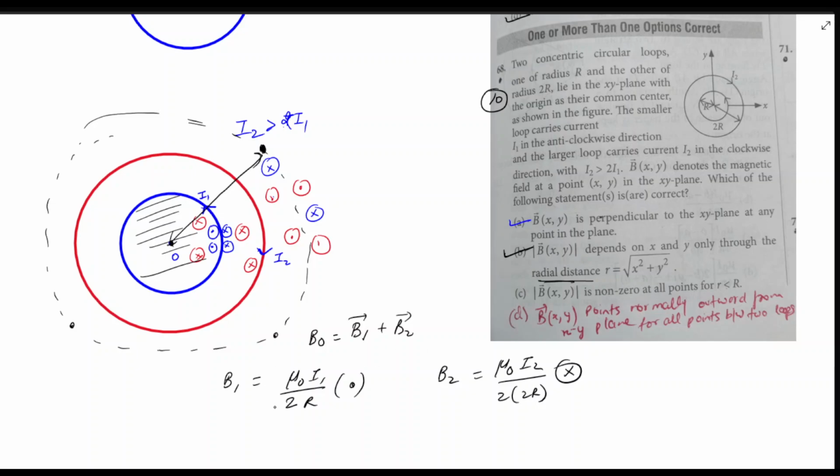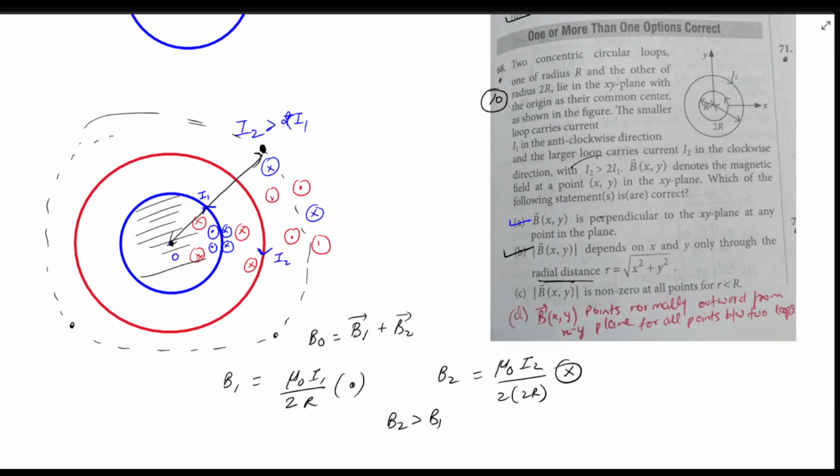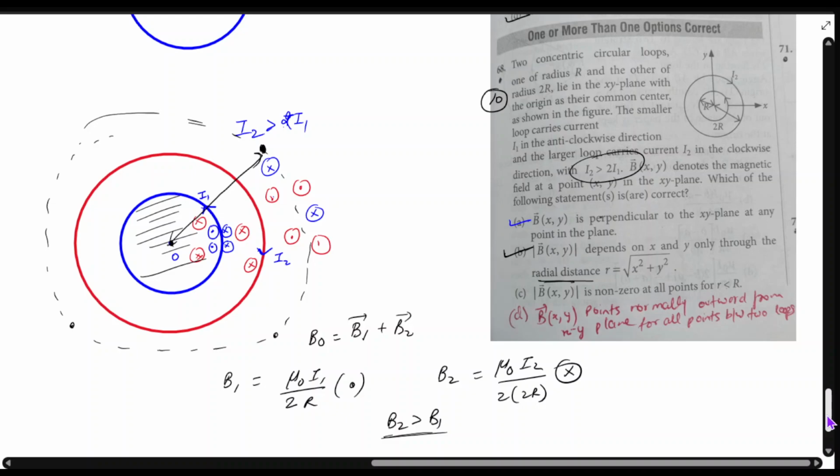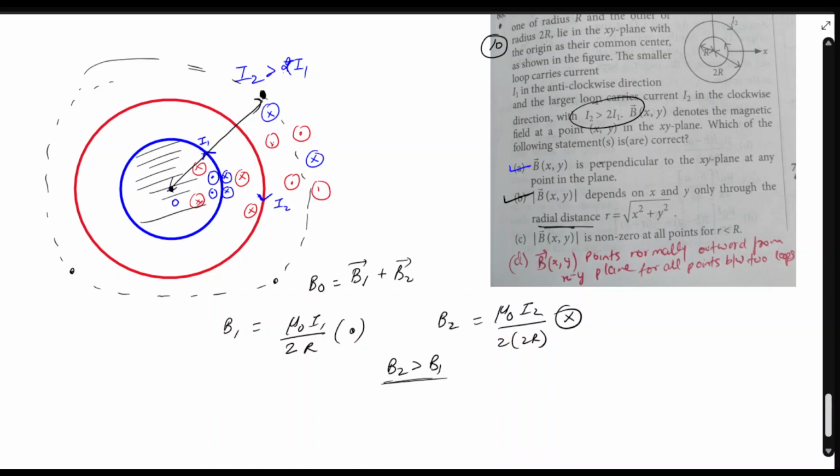And if you try to find this, we can see B2 is greater than B1 because I2 is greater than 2I1. In the question it is given. So look, what will happen is that at the center, magnetic field is more due to this red wire. So at the center, magnetic field will be into the plane, right?